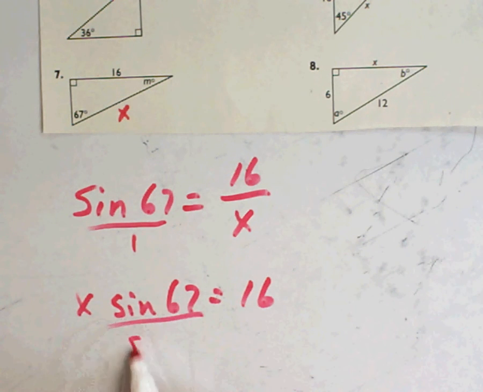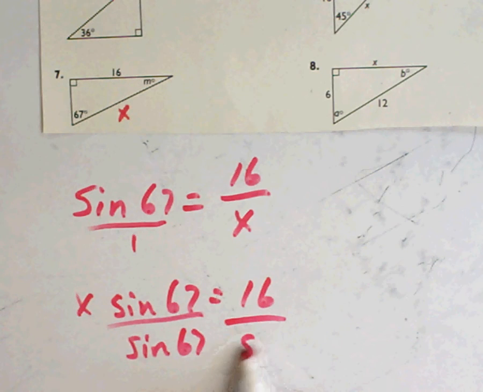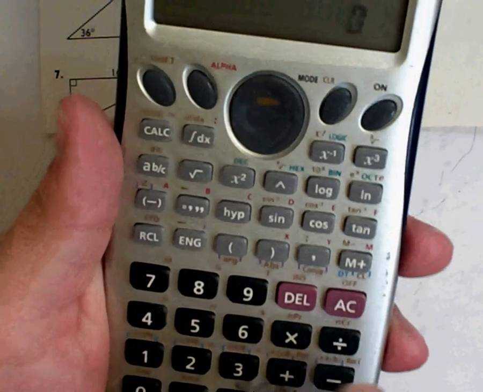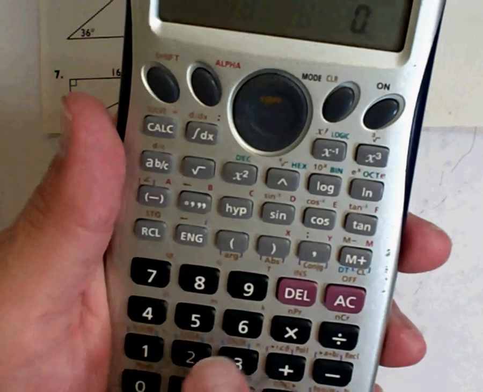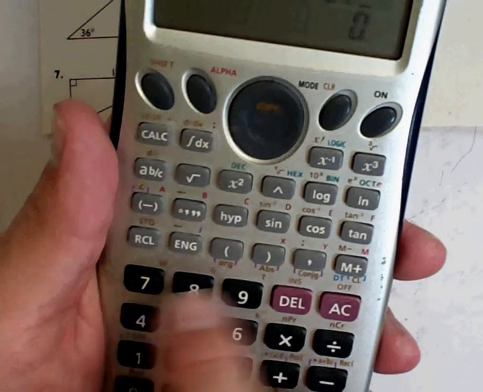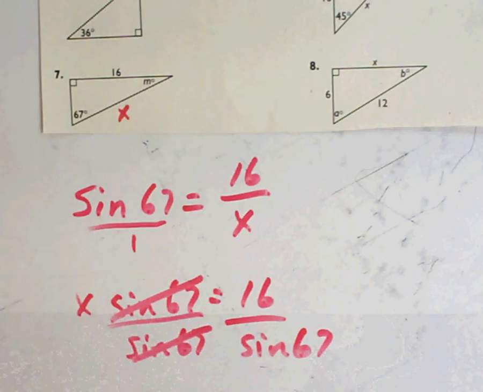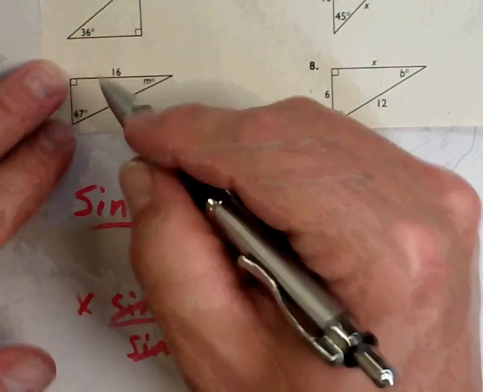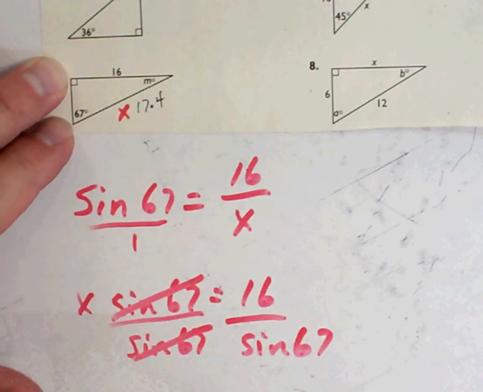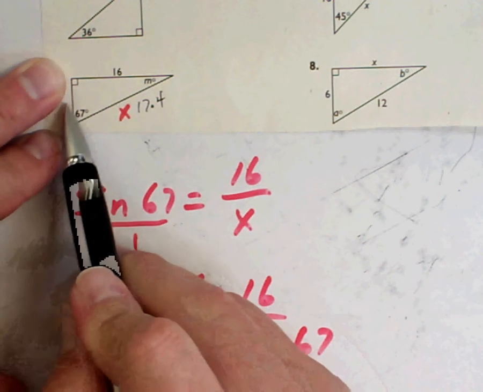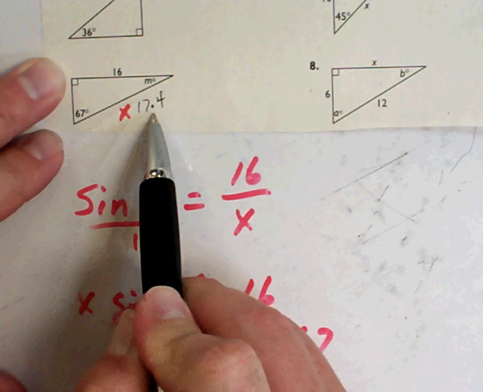If I divide by sine 67, it's sort of like stuck together, then x is going to be equal to 16 divided by sine 67. I'm going to show you that on my calculator. 16 divided by, I'm going to go ahead and open a parentheses, sine 67, close the parentheses, and I get an answer of 17.4. And I want to talk the logic real quick. If this is 17.4, that's a hypotenuse. That's the longest side. Is that logical? Well, yes. If this is the smallest, and that's longer, and that's the longest, that's 17.4.